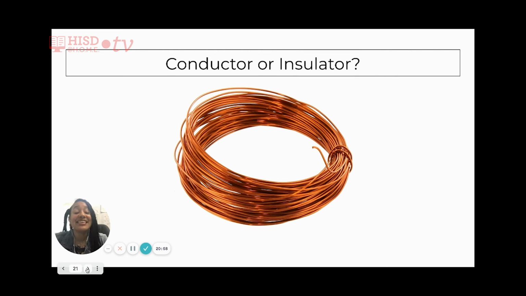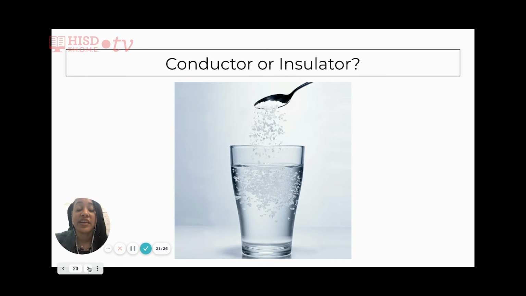And now what about this? Is this a conductor or is this an insulator? Yes, if you answered that this is a conductor, you are correct. Unlike the previous two pictures, this material's electrons are able to move freely from one atom to the next. So our next one, conductor or insulator? Yes, this is an insulator. Salt is an insulator. So the glass is also an insulator.